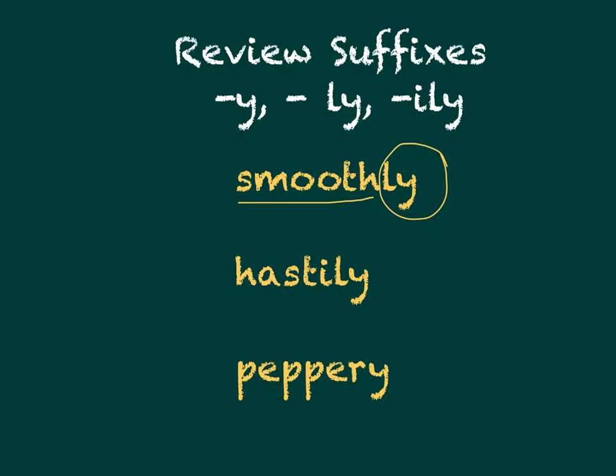Now look at the next word, hastily. What is the base word for hastily? It would be haste with an E. We dropped the E and added the suffix ILY. Again, the word was an adjective and turned into an adverb.